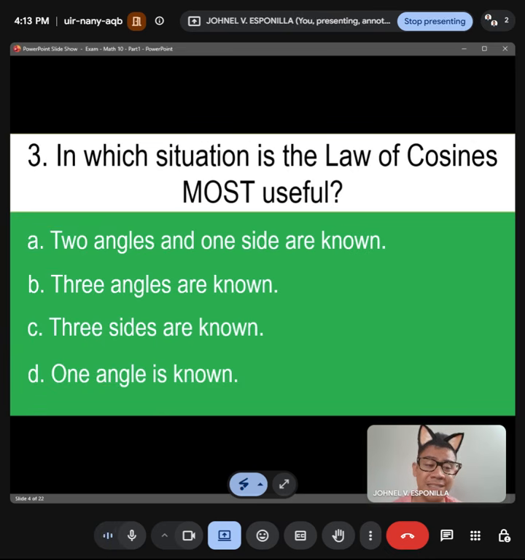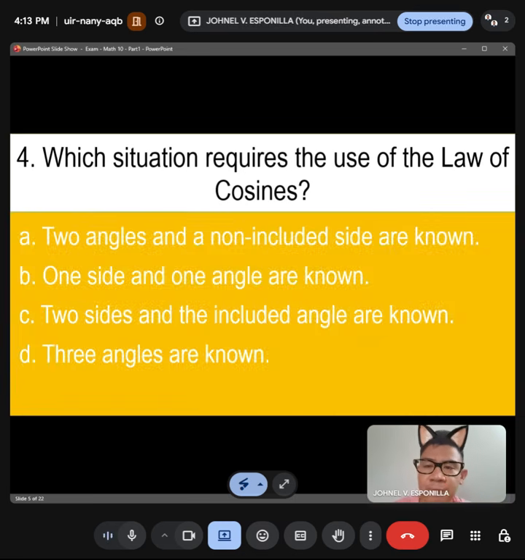Number three, in which situation is the law of cosines most useful? We said earlier, 5 seconds go. Okay, so we said earlier that the law of cosines can only be used under what cases? We have the SSS, three sides are known, and SAS, two sides and an included angle. So that's letter C.